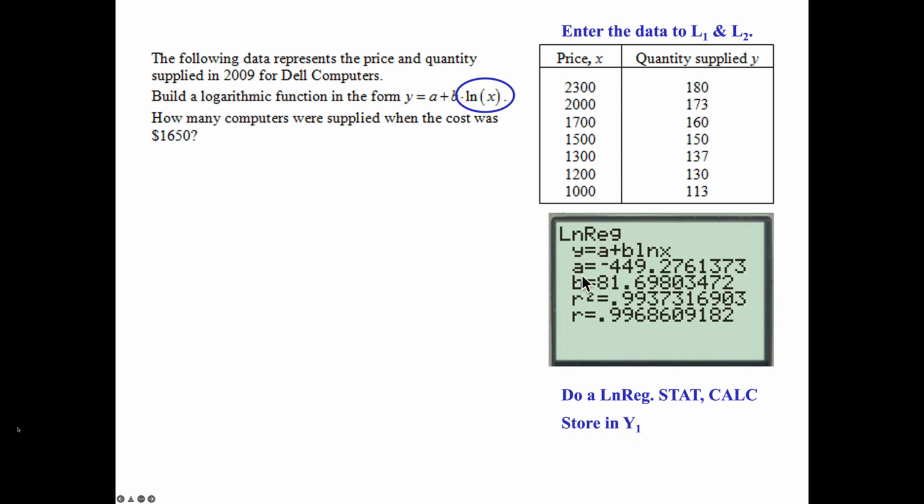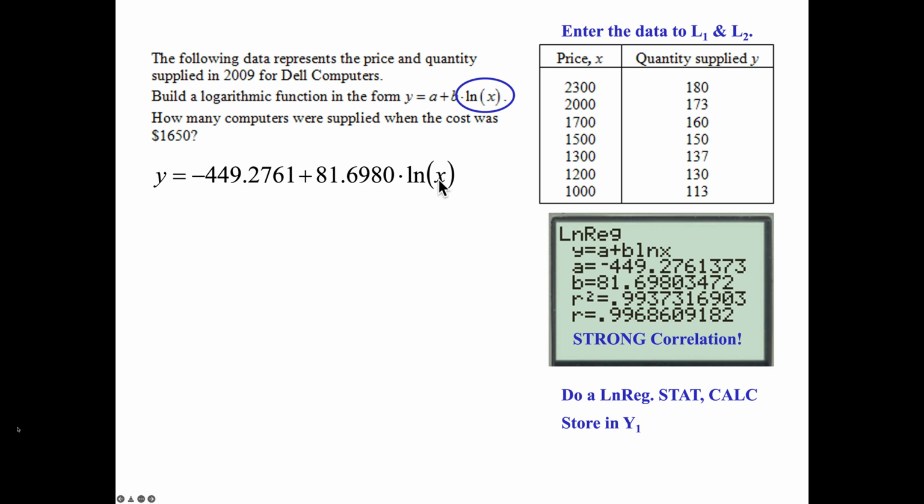And again, I'll demonstrate that again in the newer calculators. This is the older one. This too has a very strong correlation coefficient. So the A value is a negative 449.276177373. The B being multiplied to your natural log is 81.6980. But of course, we'll round these to wherever they tell us to. So if they say 4 decimal places, we'll round them to 4 decimal places. So here's my equation. And so how many computers were supplied at the cost of $1,650?